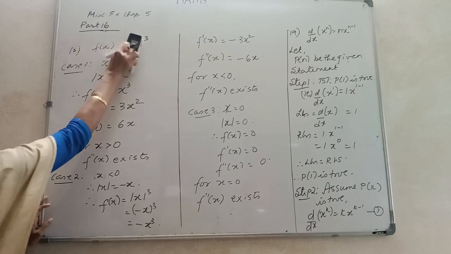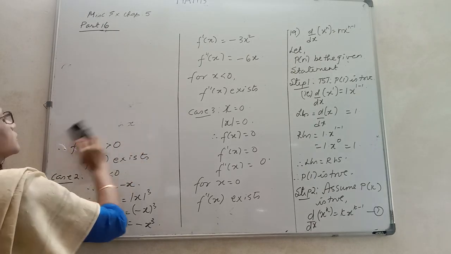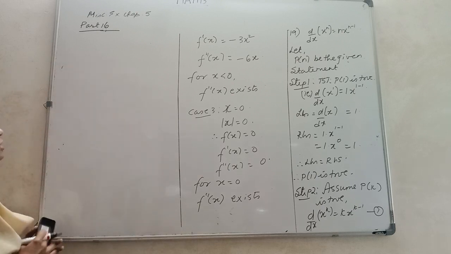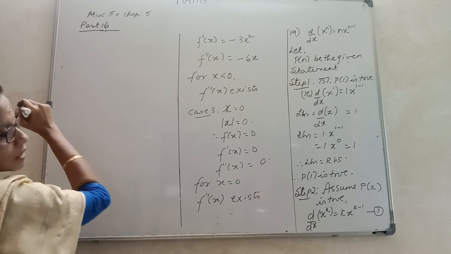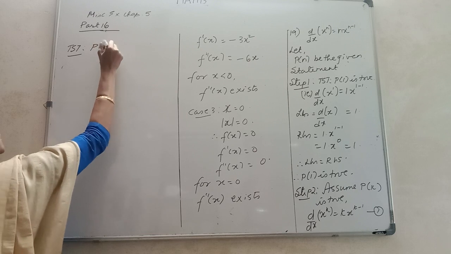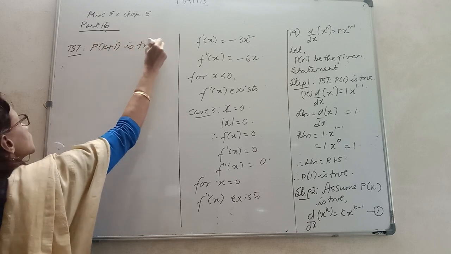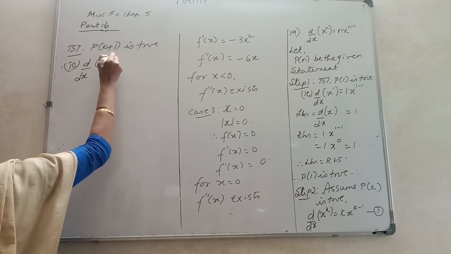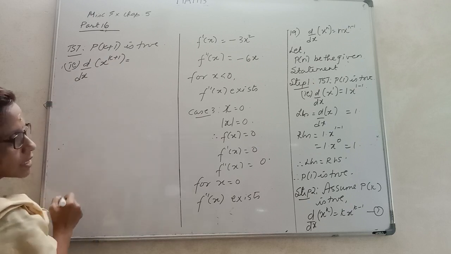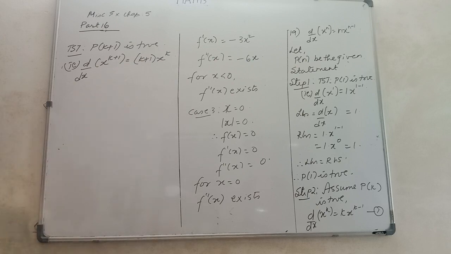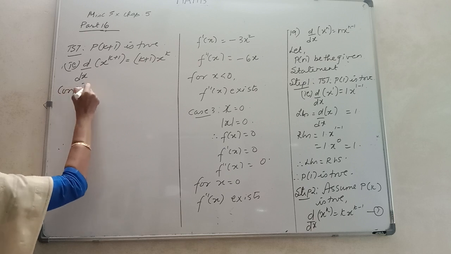So how will we show it? Let's take how to do it. To show that P of k plus 1 is true, what do you have to show? You have to show that d by dx of x raised to k plus 1 is k plus 1 times x raised to k. This is what you have to show. So we can start from here and show this. Since we have to show it, let's try considering and doing it.